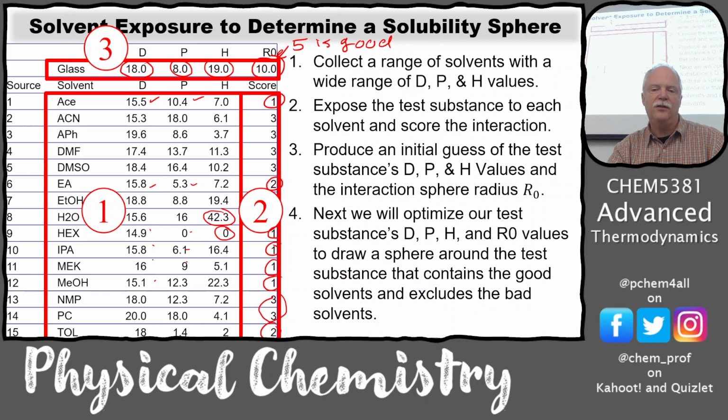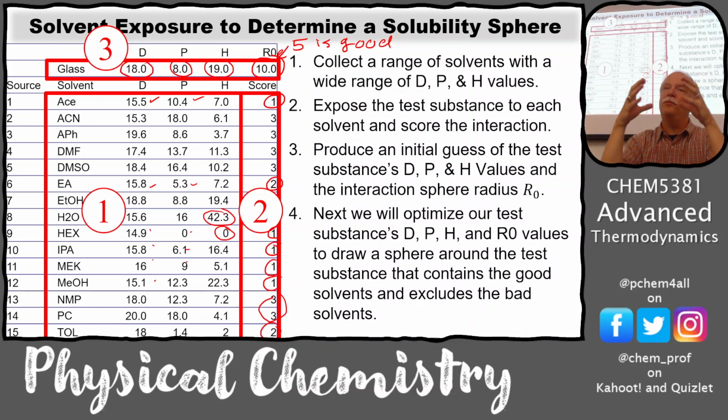And so next we're going to optimize our test substance D, P, H and R0 values to draw a sphere around the test substance that contains the good solvents and excludes the bad solvents. But if I start changing these numbers, nothing depends upon them. So I've got to come up with some equations that depend upon those numbers that tell me if it's good or not. So right now, I don't know if the sphere is located in the proper spot, and I don't know if the radius is proper.